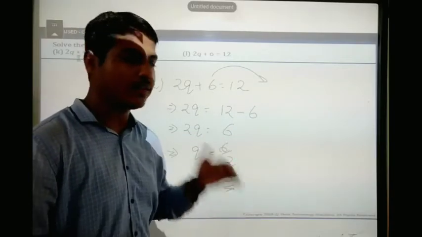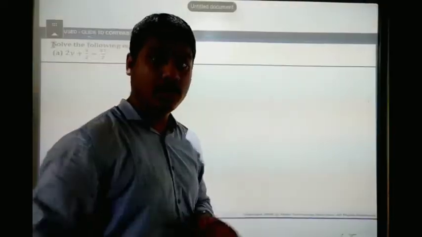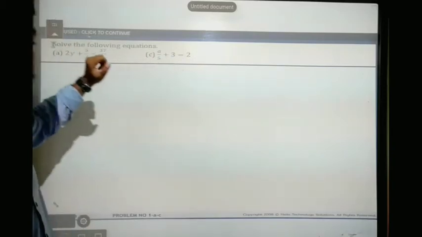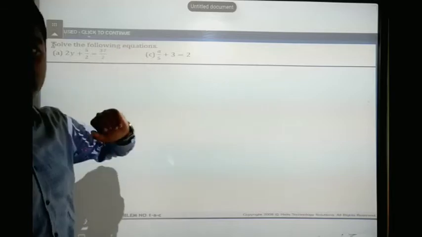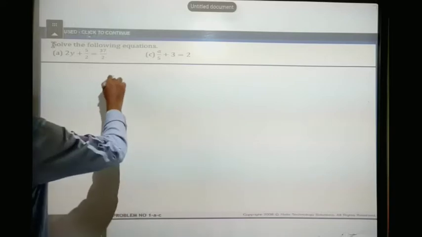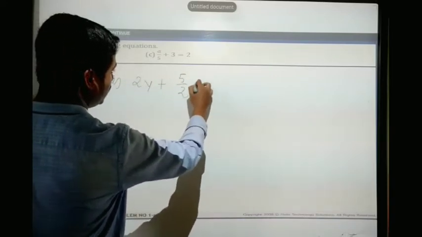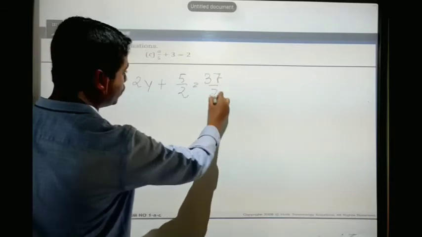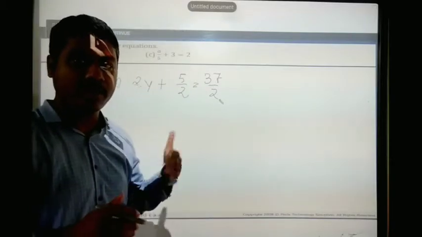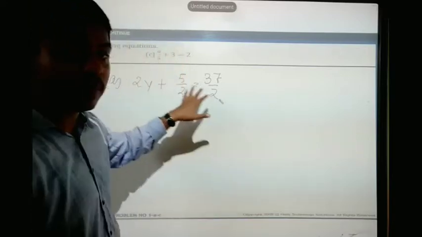Okay, now let us move to the next exercise, that is exercise 4.3. First question, solve the following equations. This is similar to the previous one that we have done. So question number A, 2y plus 5 by 2 is equals to 37 by 2. Only the difference here is that it is in the form of fraction. The previous chapter that we have done, there was no fraction, there was only numbers. So here we have the fractions.